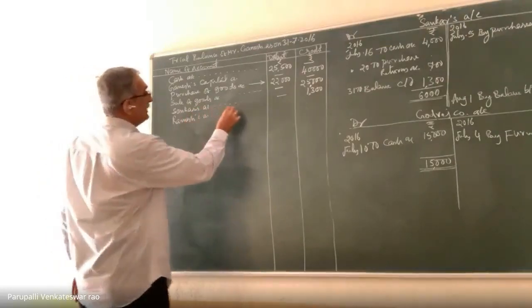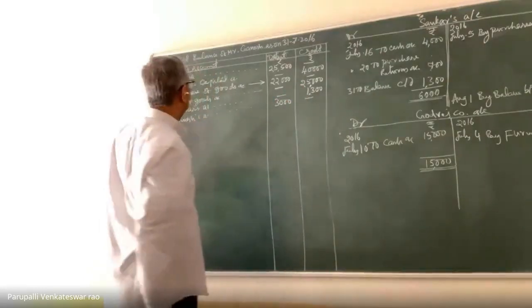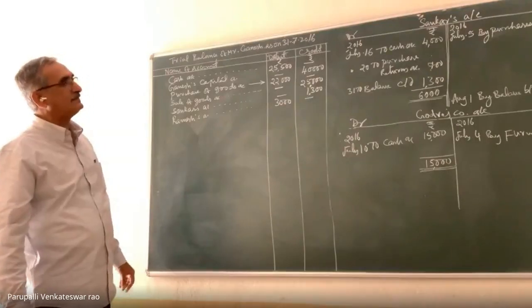Next one is Ramesh account. Ramesh account, debited 3,000. How much? Debited 3,000. 3,000 is a debit balance, right, in the debit column. Over. Next one.